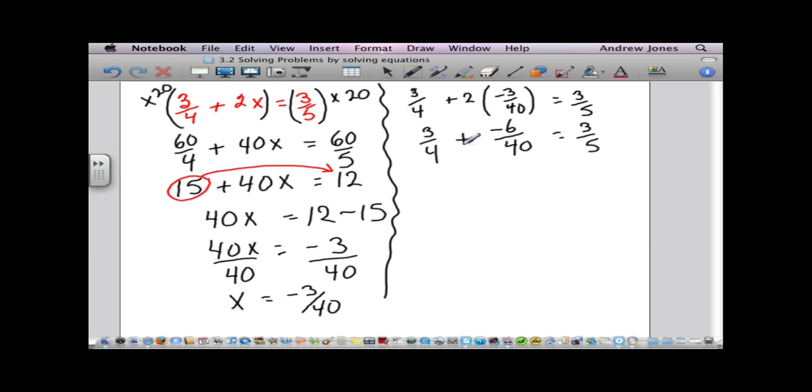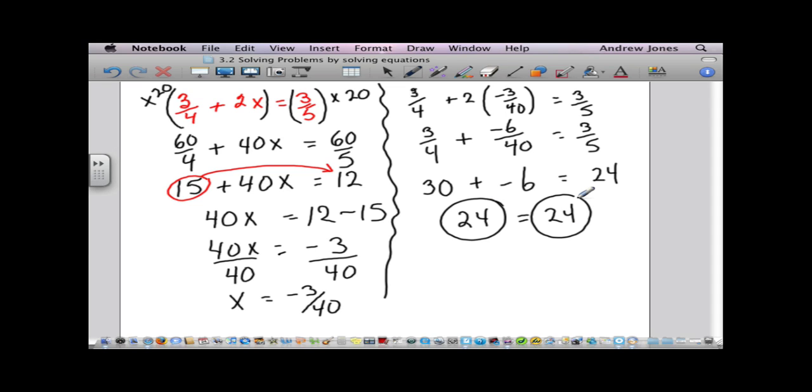So if we wanted to do that, it would be 30 plus minus 6 equals 24. Okay. 30 plus or minus 6 is 24, equals 24. We know that our answer verifies and that we're correct.